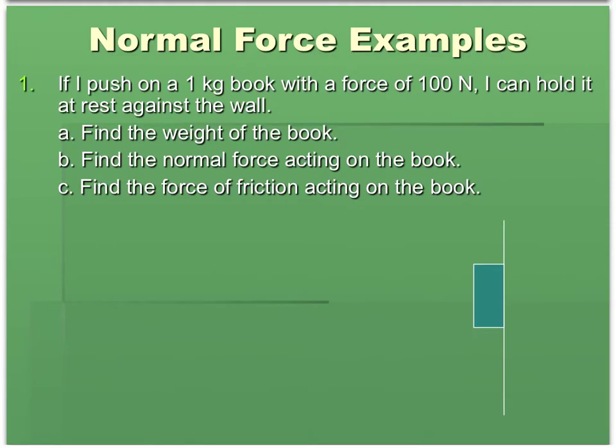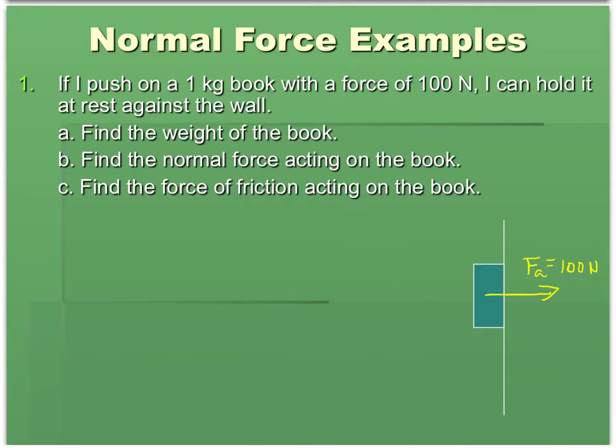If you take a look at this problem, imagine that you are pushing a 1 kilogram book against a wall, and you are pushing with a force of 100 newtons. And so your applied force is going to be in this direction, and again that is 100 newtons. If we look at each of these situations, A, B, and C, we'll again see that normal force is not opposite of weight.